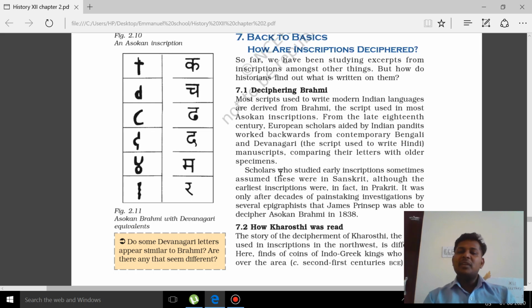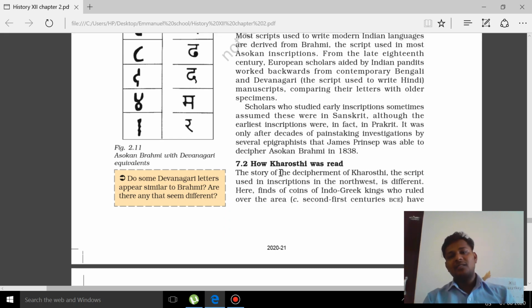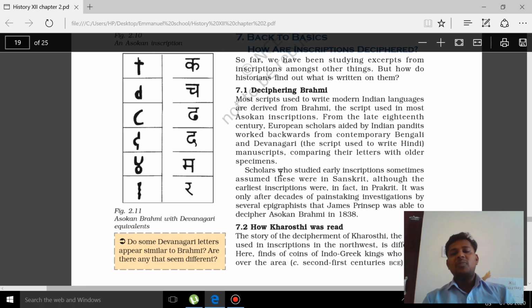Scholars who studied early inscriptions sometimes assumed these were in Sanskrit. Some scholars who studied in the beginning felt that it could be the Sanskrit language, although the earliest inscriptions were in fact in Prakrit. Sanskrit was not used, it was Prakrit. It was only after decades of painstaking investigations by several epigraphists that James Prinsep was able to decipher Ashokan Brahmi in 1838. Otherwise, we were assuming it could be Sanskrit, but it was not so. This is how we understood the Brahmi script.